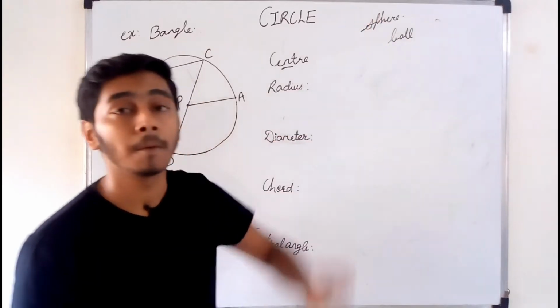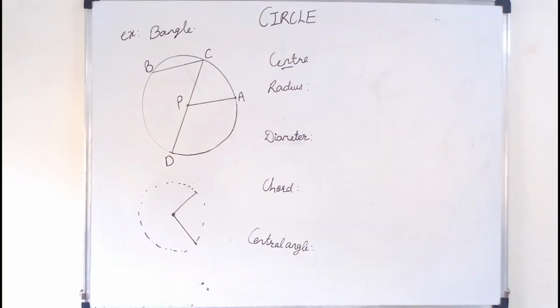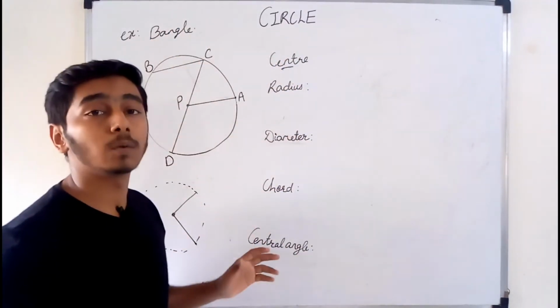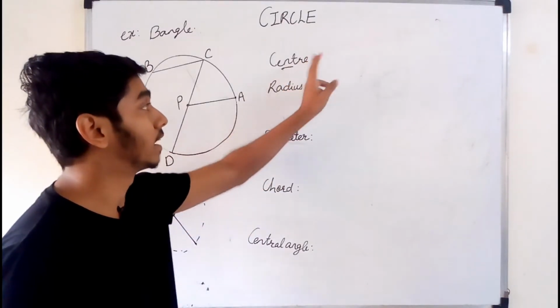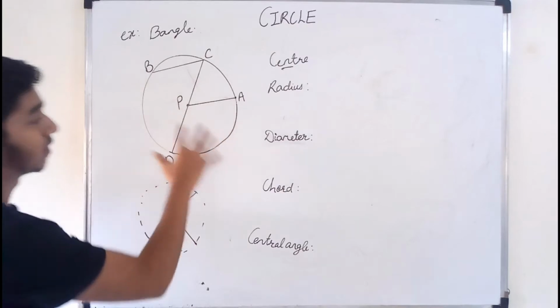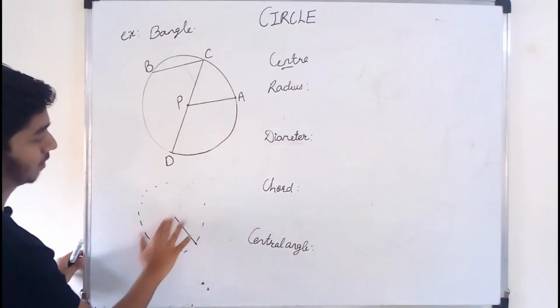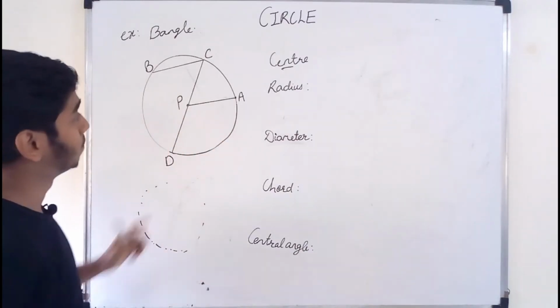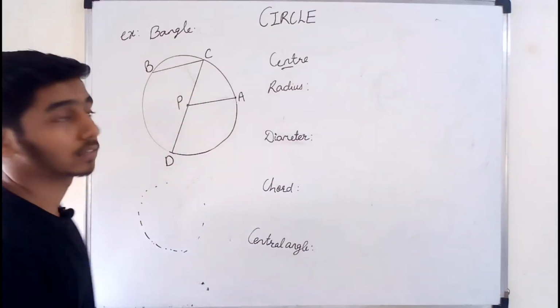So we'll see what is a circle then. Now let's start with the introduction: what is center, radius, diameter and all these. So this is the circle given to us.